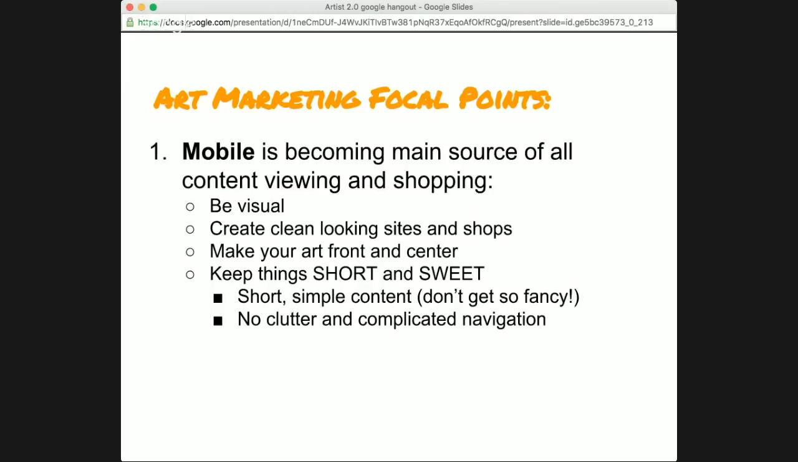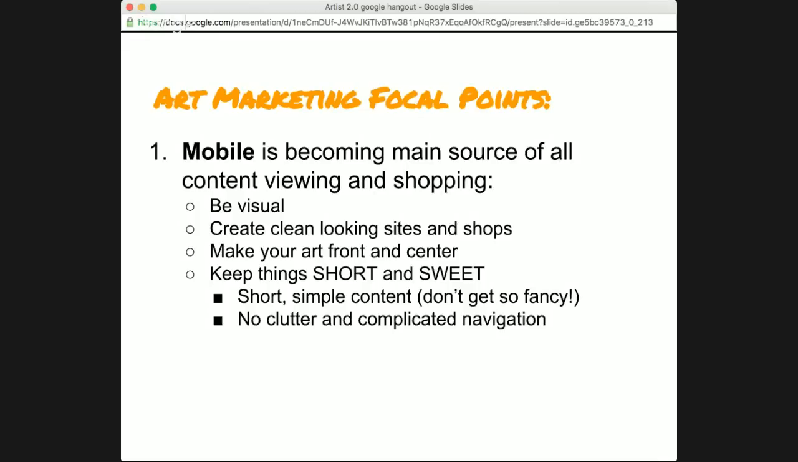A lot of websites aren't made to transfer very well onto mobile devices, but there's something called responsive design. WordPress has it, and a lot of sites will adjust to the mobile so that they can read and go through your website without it being really clunky and complicated. But make sure that your site doesn't have a lot of weird graphics and unrelated information and content that's completely unnecessary. Focus on your art. Make that the main source. Make it front and center.